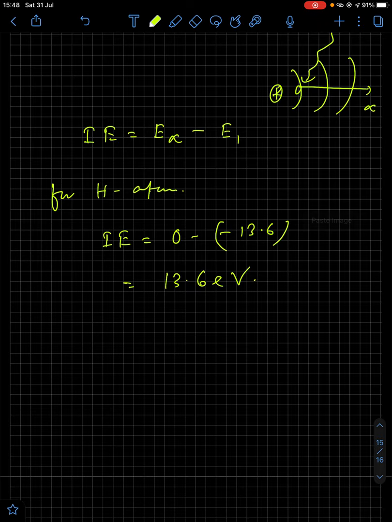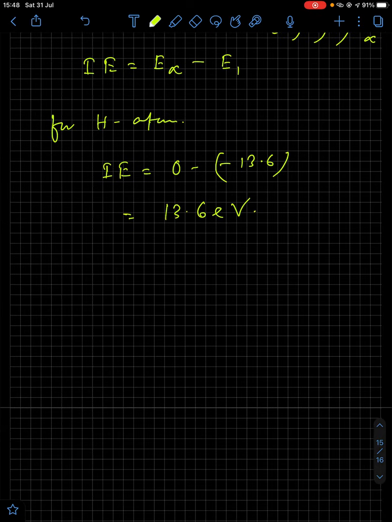Now, one difference that you have between ionization energy and excitation energy is that a single atom can have many excitation energy values, but only one ionization energy value. Okay, so this needs to be remembered. Next is ionization potential. Okay, ionization potential you write down as IP.